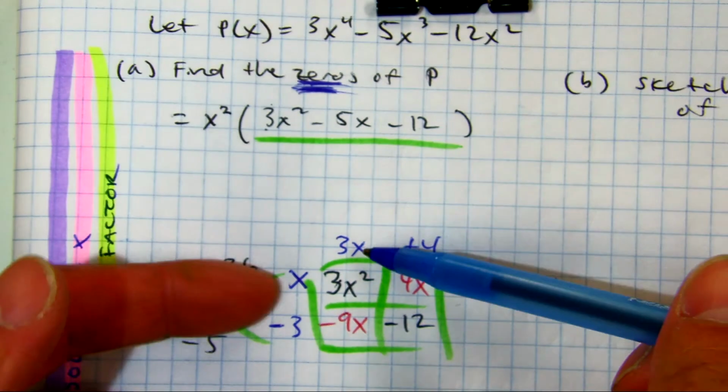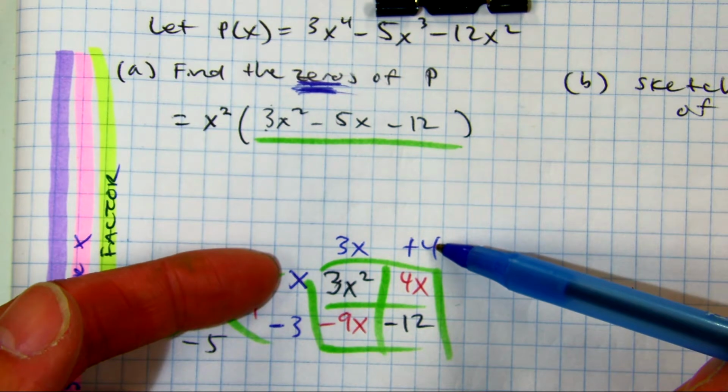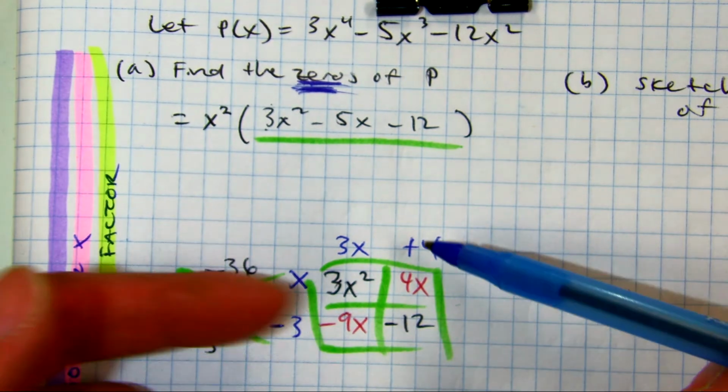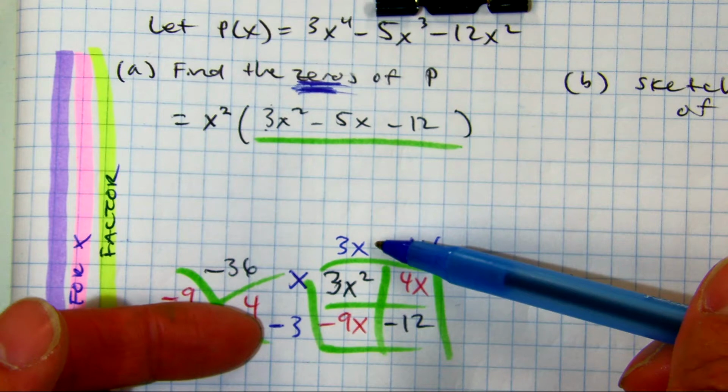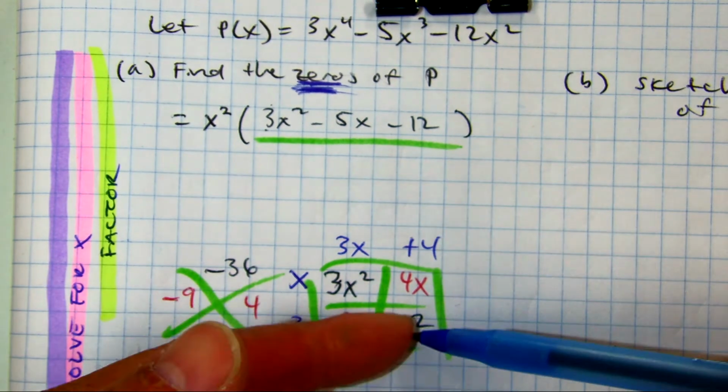Ian, multiply for us. 3x times x. 3x squared. X times 4. 4x. 3x times negative 3. Negative 9x. Negative 3 times 4. Negative 12. Negative 12.